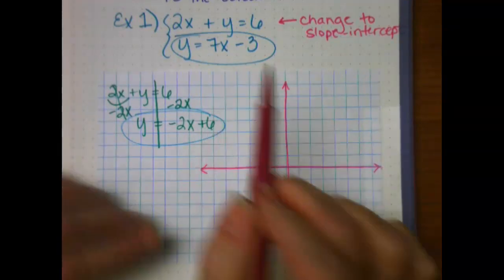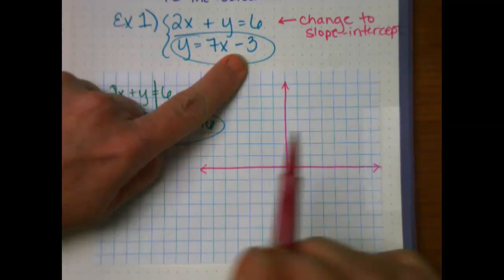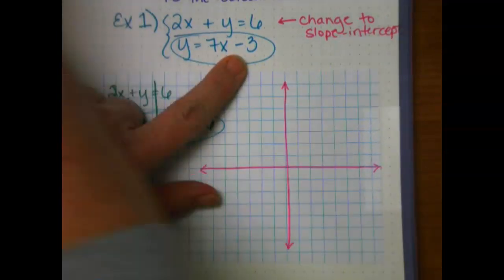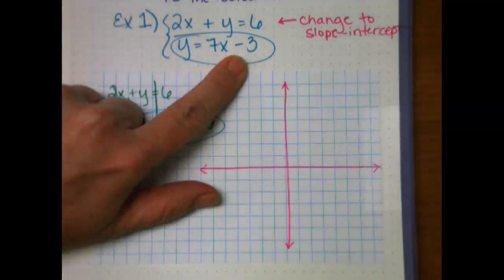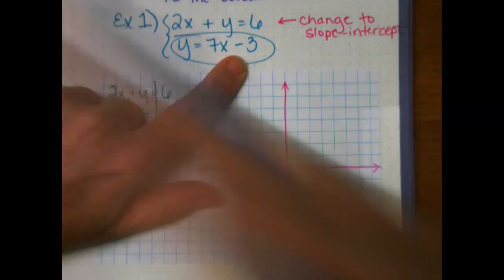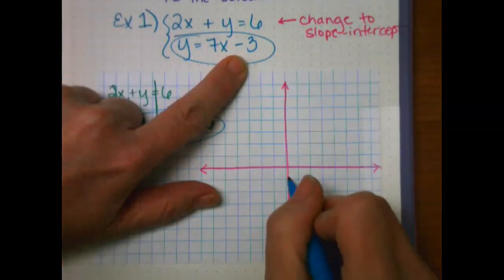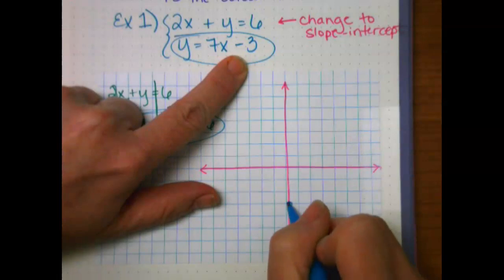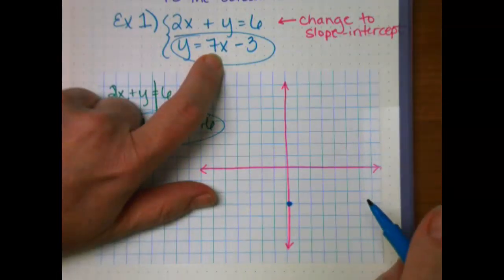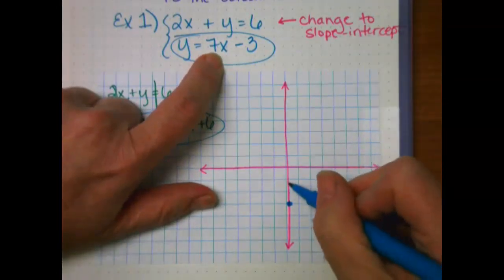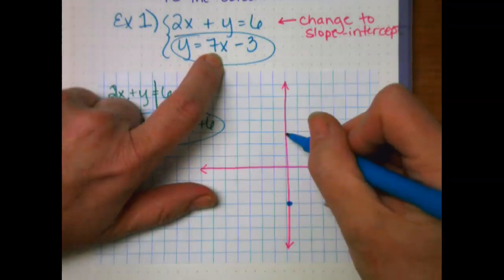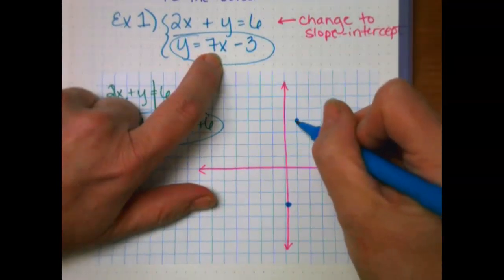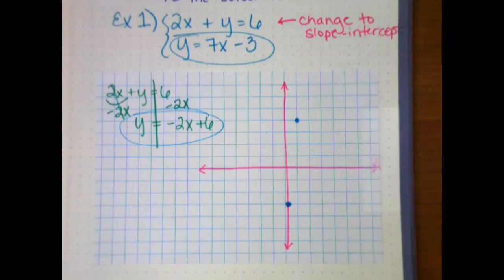Okay, my first one, negative 3. So I'm going to start at negative 3. Graph them in blue since it's written in blue. So my y-intercept is negative 3. And my slope is 7. So I'm going to rise 7, 1, 2, 3, 4, 5, 6, 7, and run 1. And that's my first line.